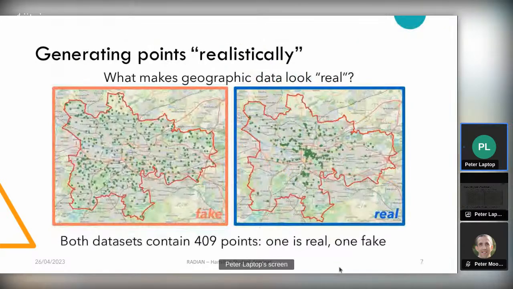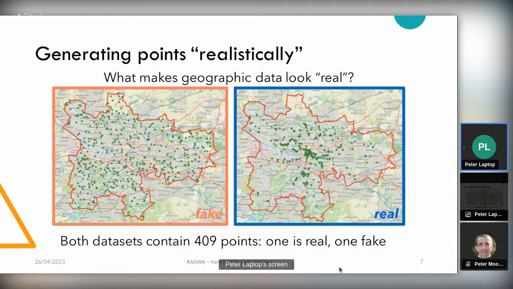So on that point, if we were to look at these two data sets, the one on the right is a real set of data pulled from OpenStreetMap. It's, I believe, a collection of fast food restaurants in Glasgow. The one on the left is a fake data set created with QGIS. Now, if we think about what makes one of these look inherently real or inherently fake, well, I've told you that the real data set is a set of fast food restaurants.